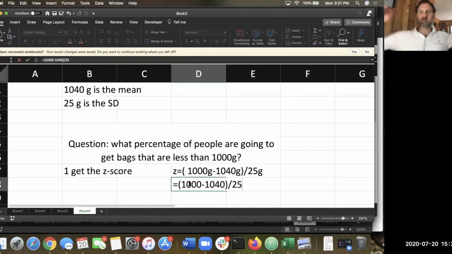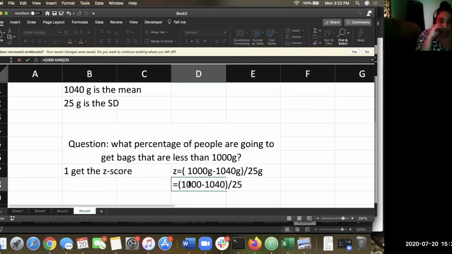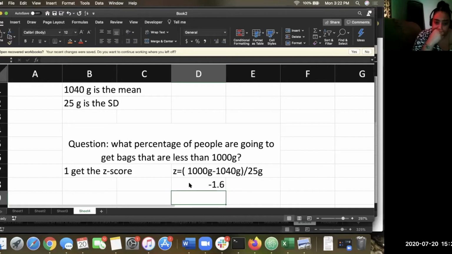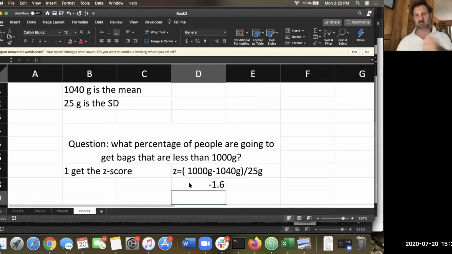This is kind of like the relative change, because you've got to subtract and then divide. Z equals negative 1.6 grams. First of all, yep, it's negative, and you can see that because the first number minus the second number is going to give you a negative number. We're taking 1,000 and subtracting 1,040.